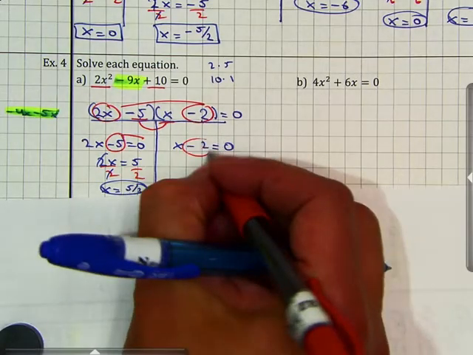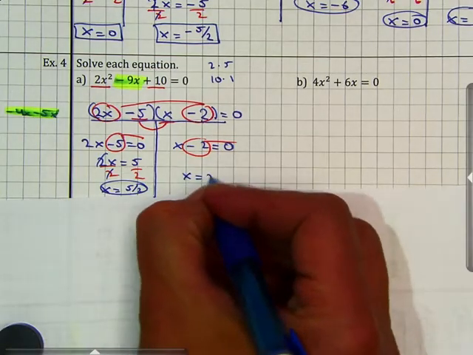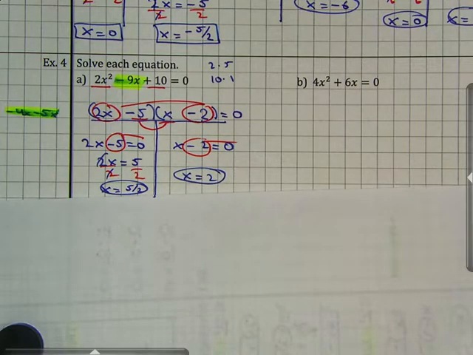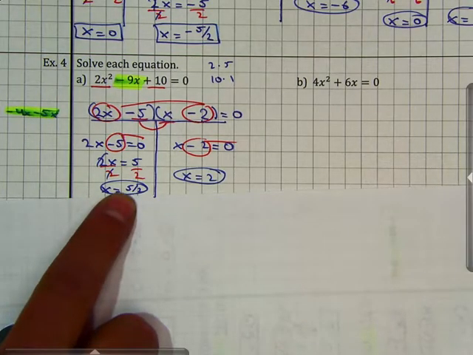Move my 2 to the right, becomes a positive 2. And those are my solutions. Remember that you can leave it as an improper fraction.